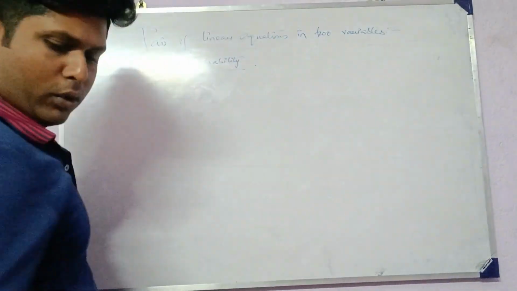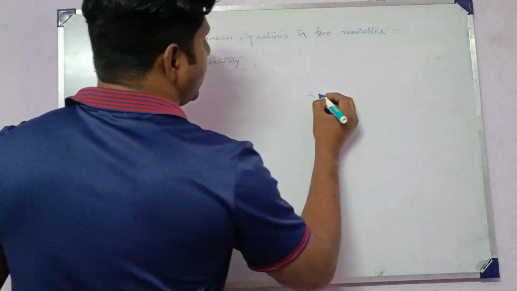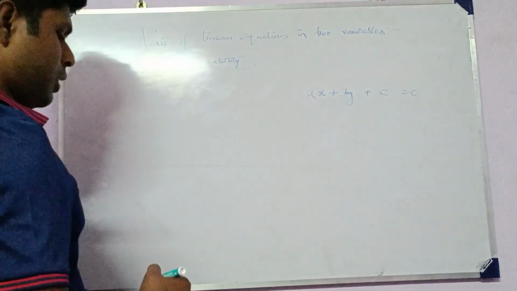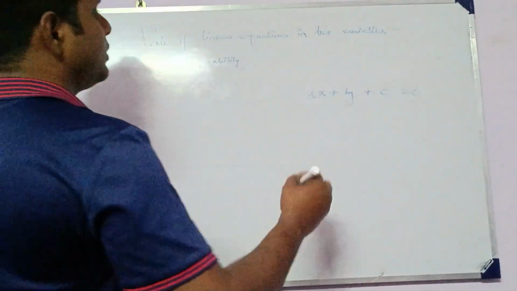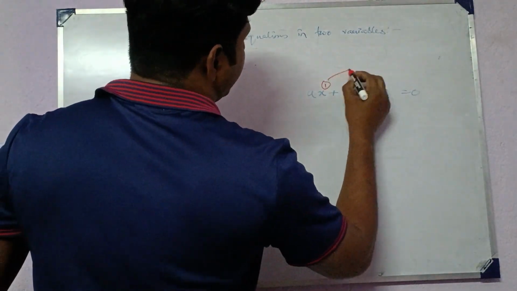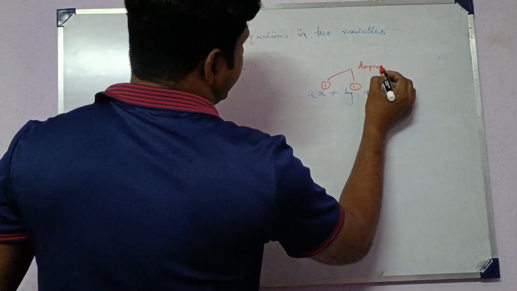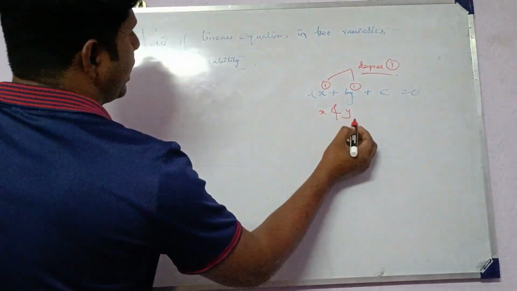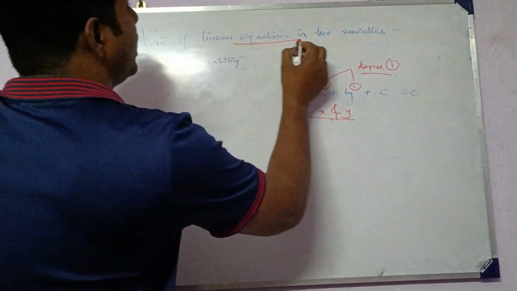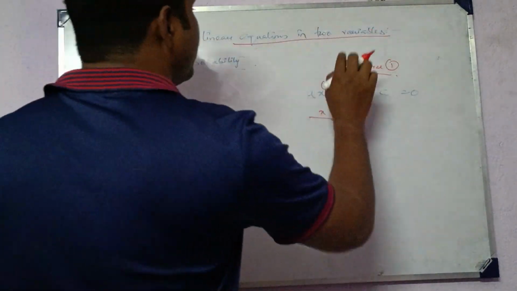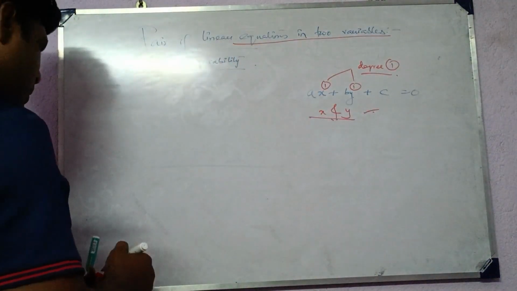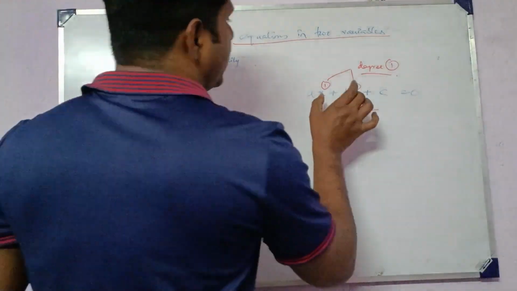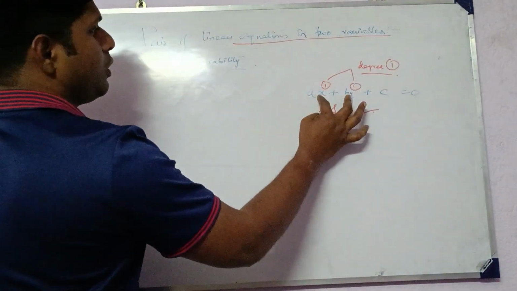Linear equation in two variables is of the form ax plus by plus c equals to 0. Here the highest power is 1, the degree of both the variables is 1, first degree, and it has two variables x and y. So it is a linear equation in two variables x, y.